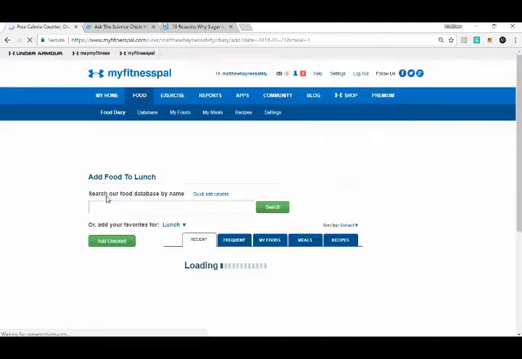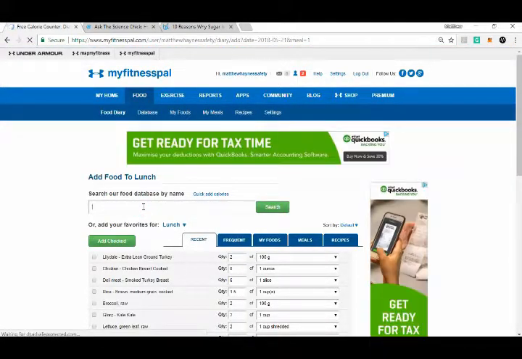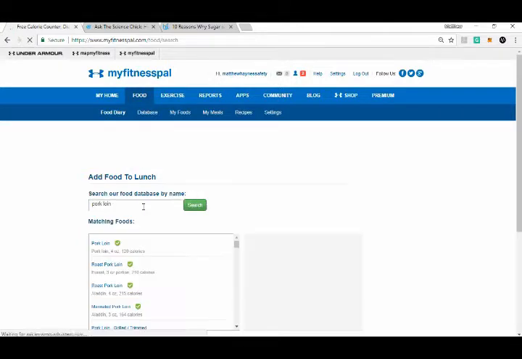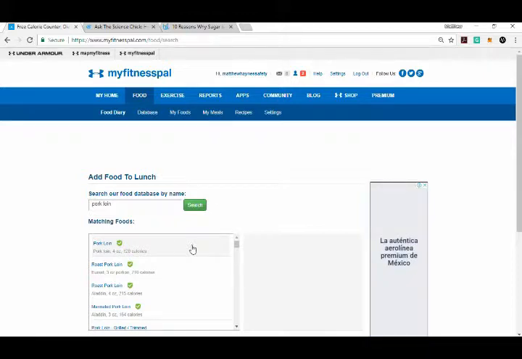We go into add food here under lunch, and I'm just doing some comparisons. So I loaded up exactly what you had. I'm going to search for pork loin, 4 ounces. And anything that's got a green check mark beside it means that it's been verified by MyFitnessPal. So it's usually a pretty accurate indication. So we're going to go with pork loin, right?